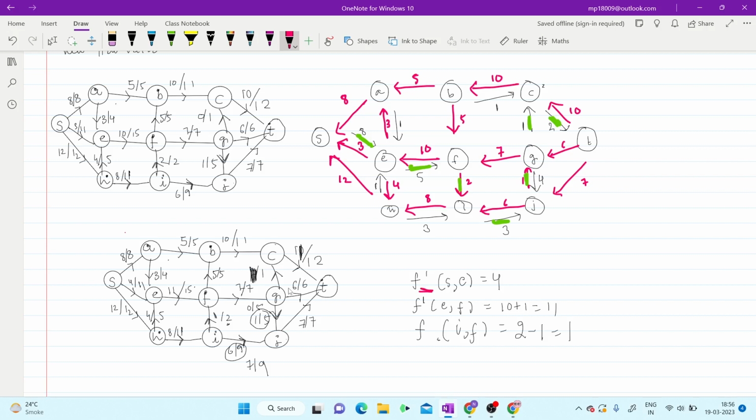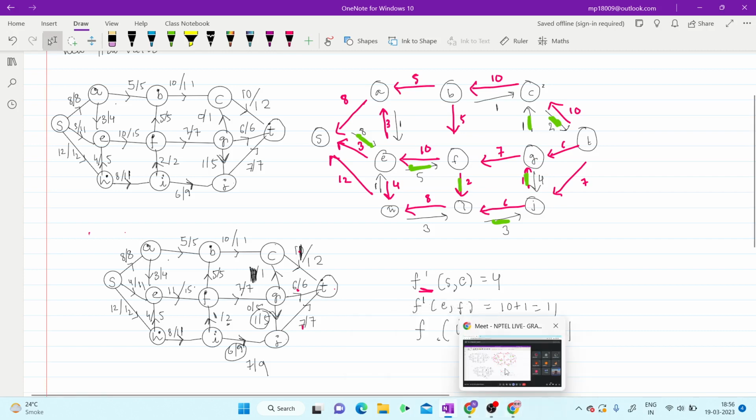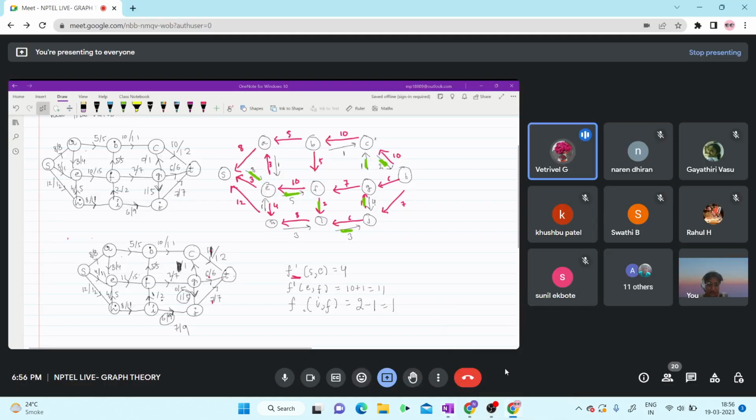So we did this, right? Now you have to find the flow for this function. The flow for this function was coming out to be 7 plus 6, 13, plus 11, 24. Was this your question? What edges have you taken?